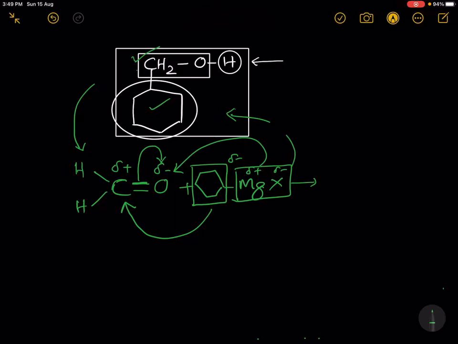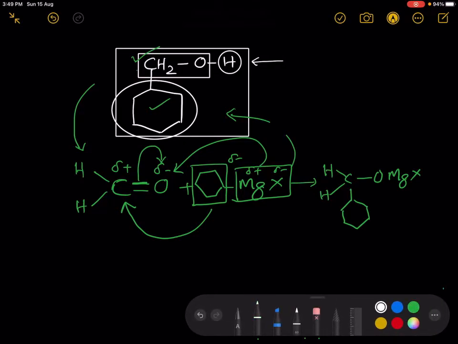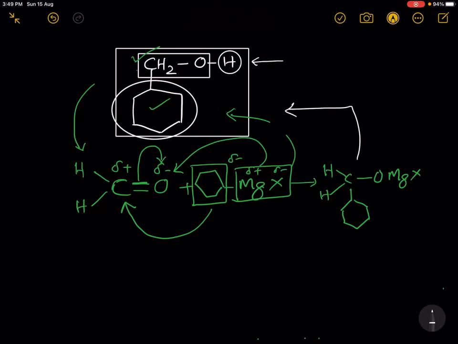Now we'll get the product, or you can say an adduct, H, C, H. At the bottom you will find that cyclohexyl group, then the double bond becomes a single bond, O, and O is bonded to MgX. This one on hydrolysis with water in acidic condition gives the above alcohol.